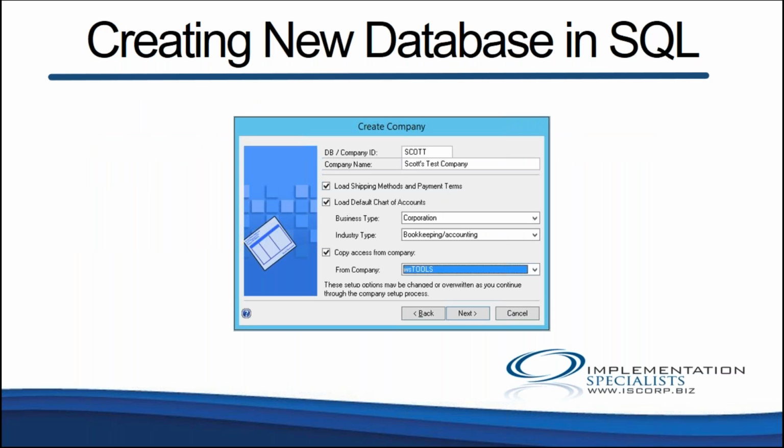And here's what that screen setup looks like here. You can see the database company ID is just Scott, my test company, and I just show those checks to show what it looks like here. Corporation, bookkeeping, and accounting is the industry type.